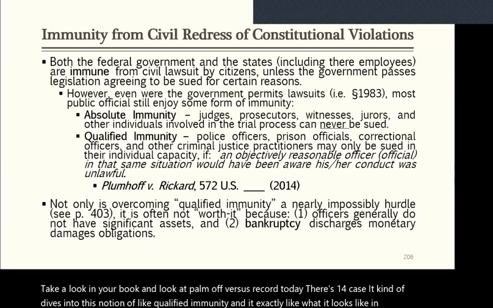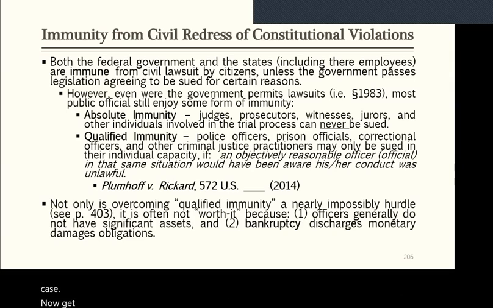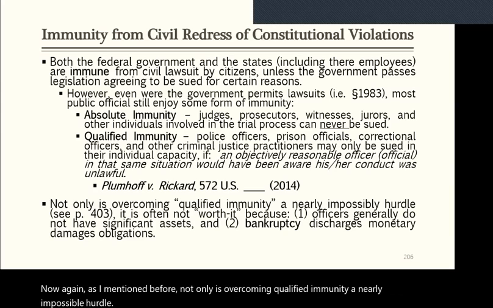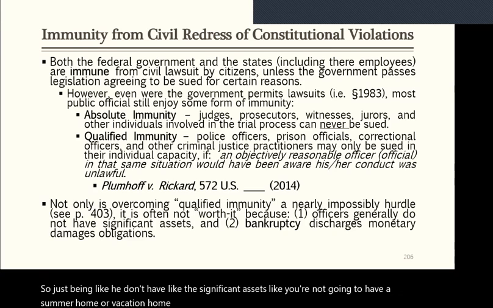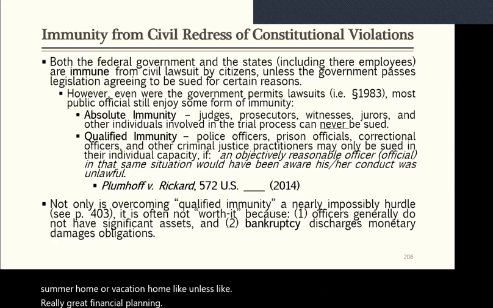Now, as I mentioned before, not only is overcoming qualified immunity a nearly impossible hurdle, it is often not worth it. One, officers do not generally have significant assets. They don't make that much money. Federal officers make okay money, but not great. You're not going to have a summer home or a vacation home, unless you're really great at financial planning. So it's going to cost you more money to sue them than you're going to get from them.